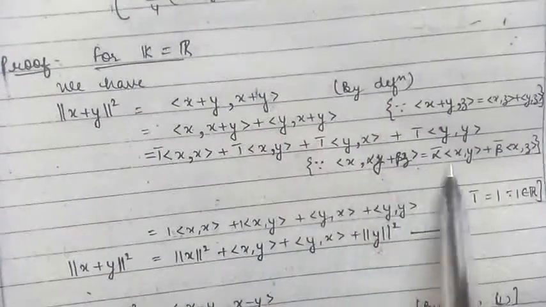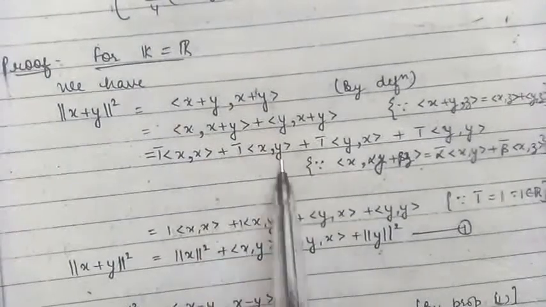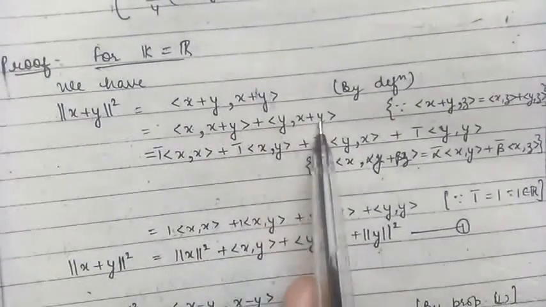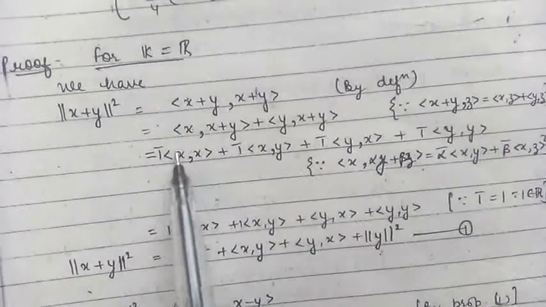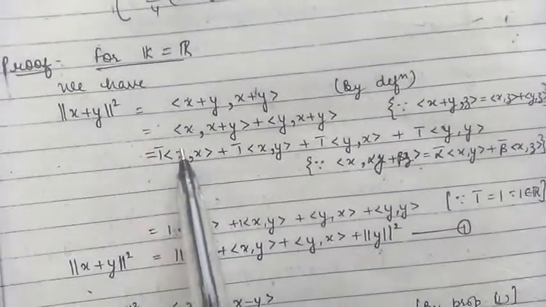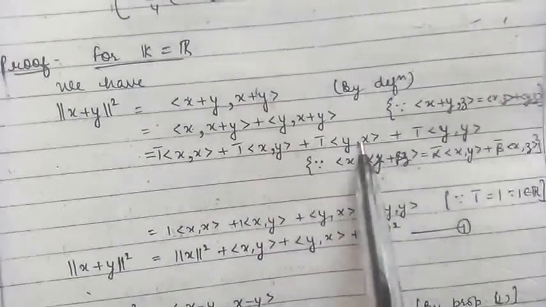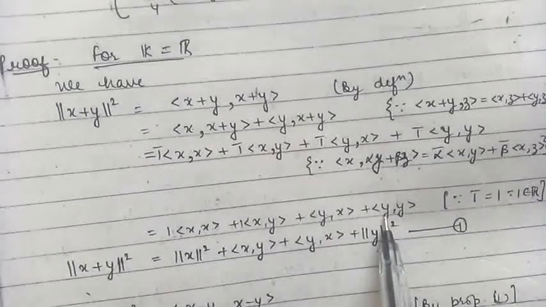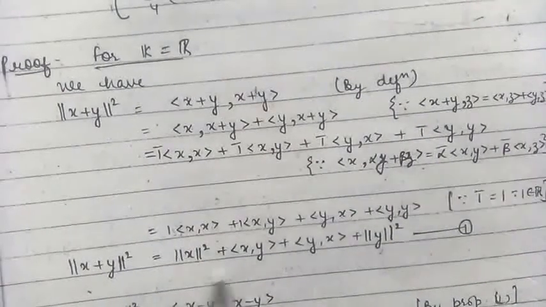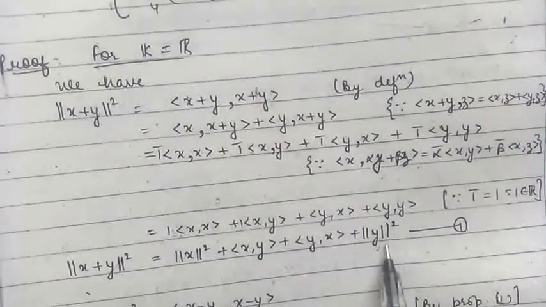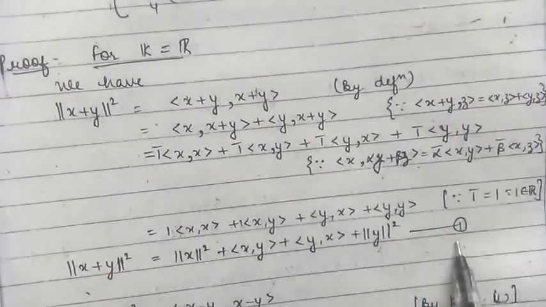Now again using this property here, this will become the inner product of x with x plus the inner product of x with y plus the inner product of y with x plus the inner product of y with y. Now the conjugate of a real number is the same as itself, so we get the inner product of x with x plus the inner product of x with y plus the inner product of y with x plus the inner product of y with y. The inner product of x with x is norm of x squared, and the inner product of y with y is norm of y squared, so we get the value of norm of x plus y squared given by this equation.